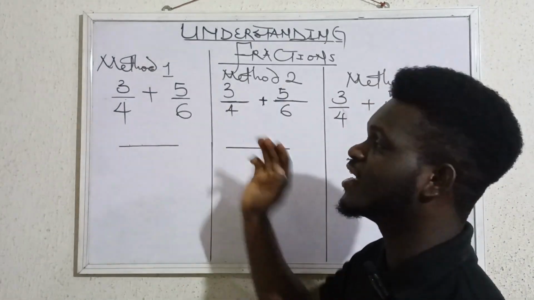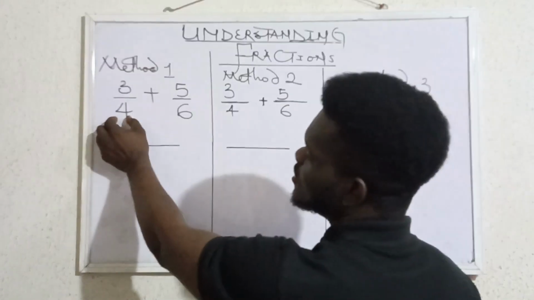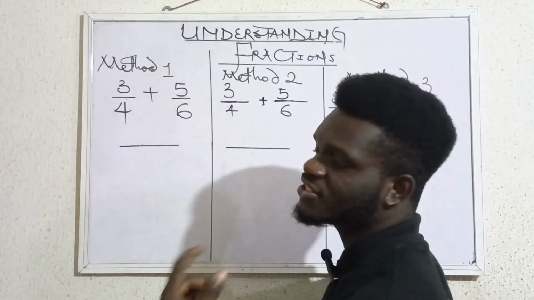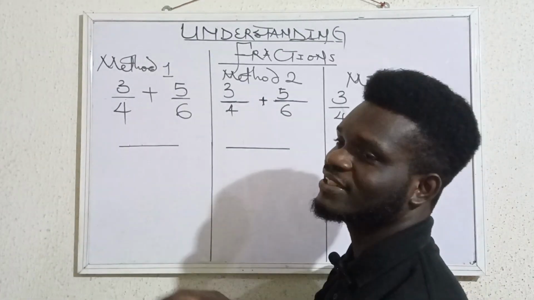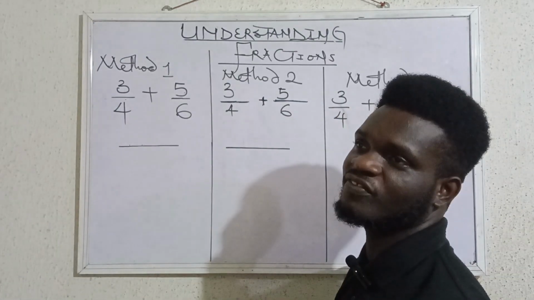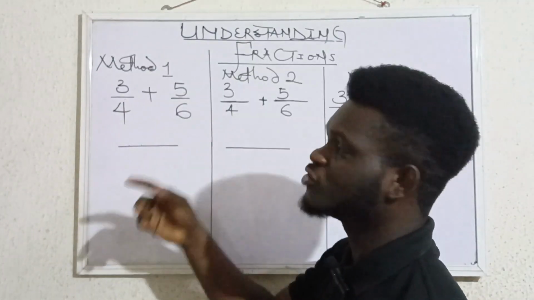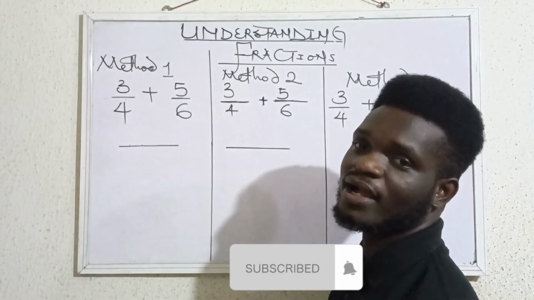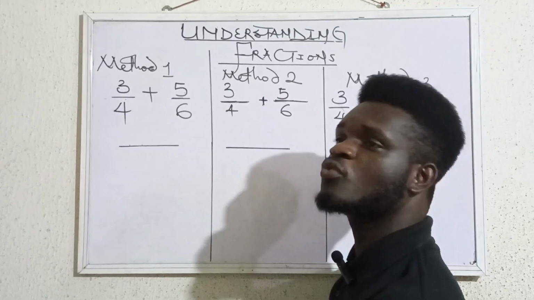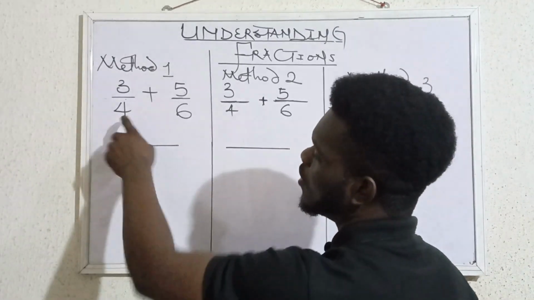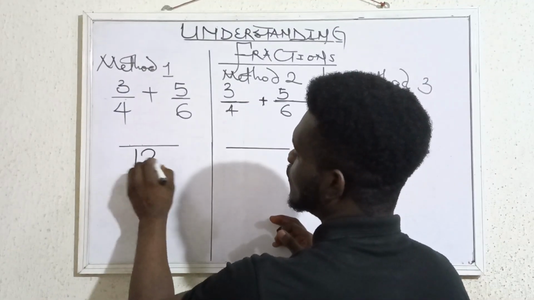The first method I want to use is the LCM method, which is the lowest common multiple. Now, what do we do here? Since we already know that this is 4 and this is 6, the next thing to think of is the lowest number that 4 can divide without any remainder, and 6 can also divide. 24 can be divided by 4 and can also be divided by 6. 48 also can be divided by 4 and by 6. But 12 is the smallest number that 4 can divide and 6 can also divide. So we are using 12.